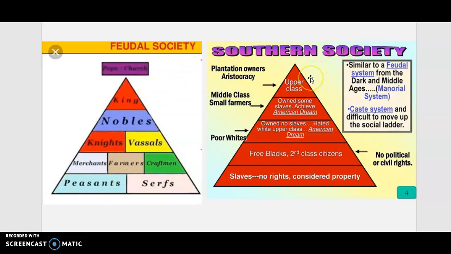We had the upper class. These were the plantation owners. The middle class farmers, they owned some slaves. Poor whites owned no slaves. Then you had the free blacks. They're free, second class citizens, though, no political rights, no civil rights. And then there are the slaves at the bottom, right? No rights, considered property, not even considered human beings, essentially property without any rights at all.